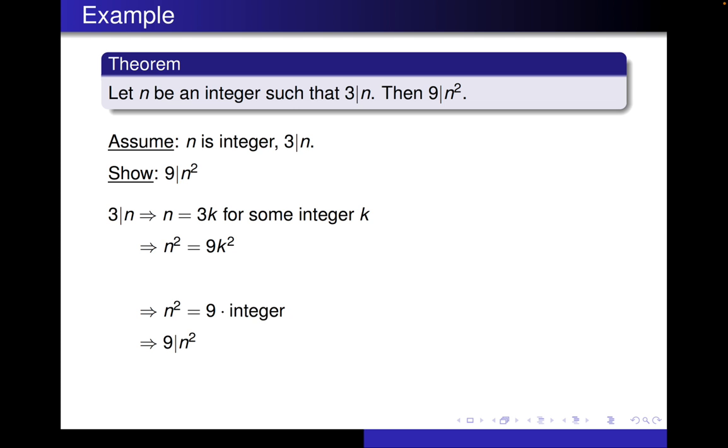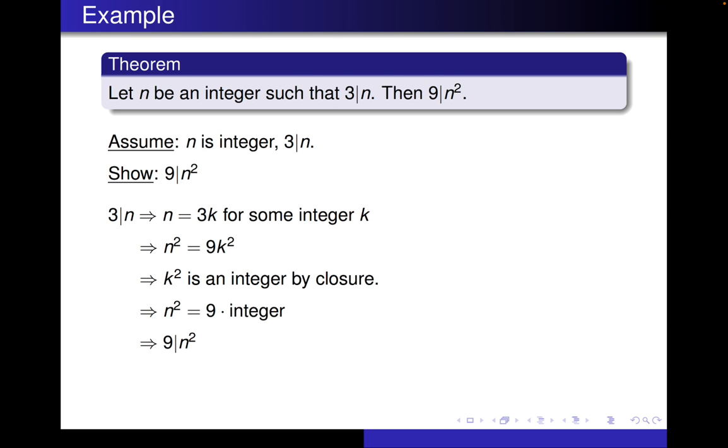And it looks like I'm almost there, right? Because I have n squared equals 9 times k squared. I want n squared equals 9 times an integer. All I have to do is prove that k squared is an integer, but I get that by closure, right? Because k is an integer. If I square it, I'm still going to get an integer.